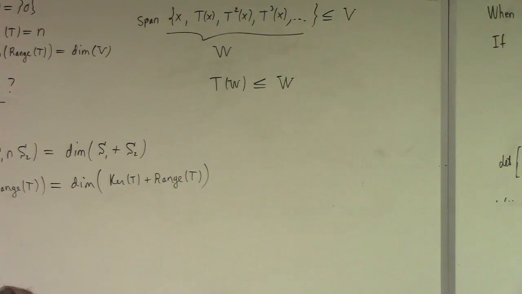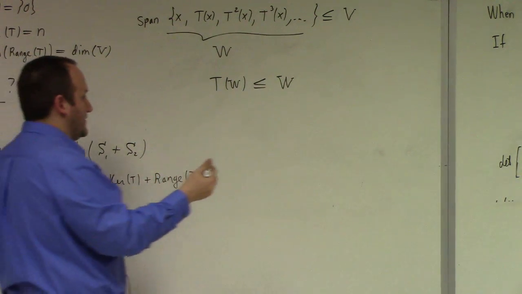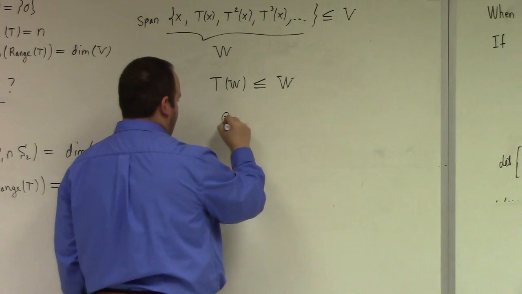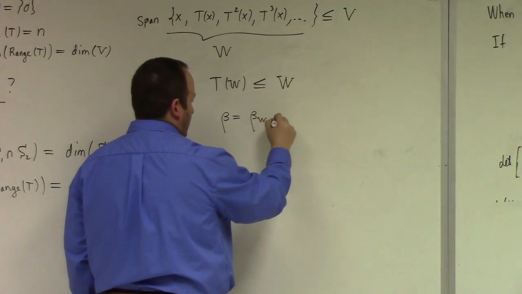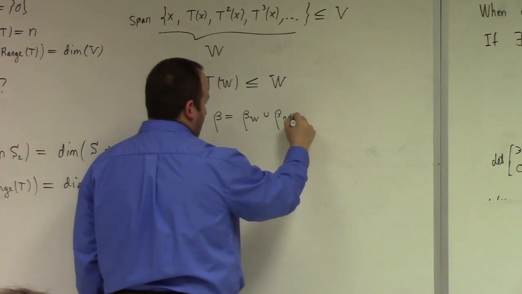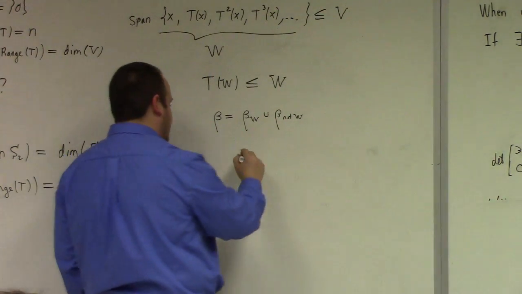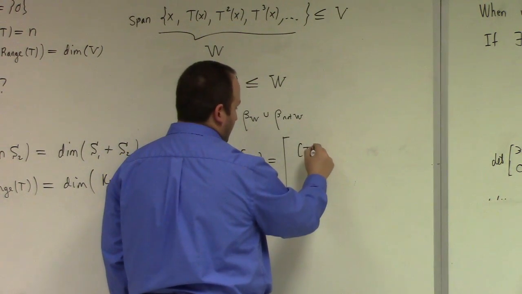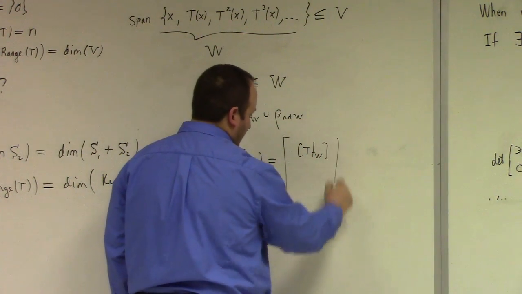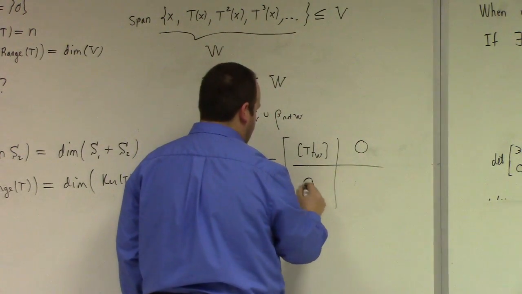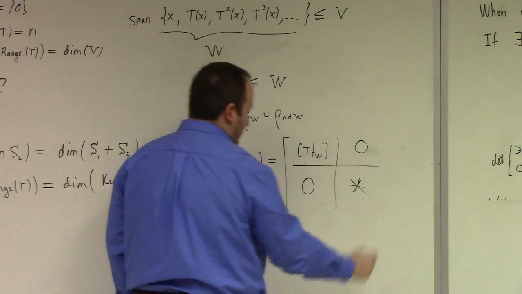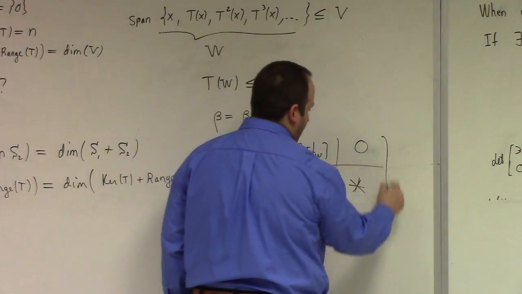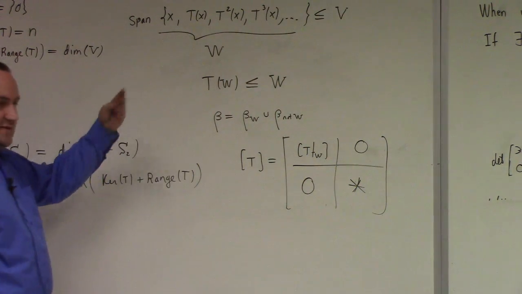Then if you construct a matrix for a linear transformation based on such an invariant subspace, suppose you have a basis beta, which is basically a basis for W, union with a basis for not W. Then if you look at the matrix of T for such a thing, what you get is something really nice. You get the matrix of T restricted to W up in here, and you get zeros, and you get stuff, if I remember right. Anyway, that's where we're going, this kind of construction.